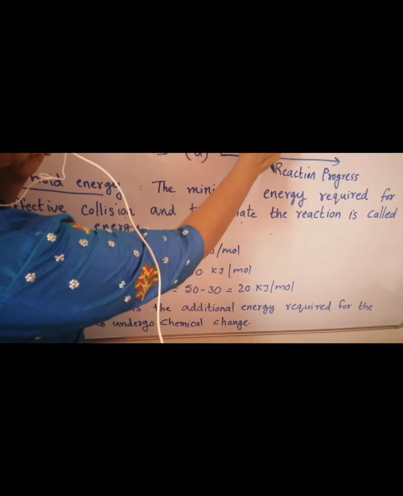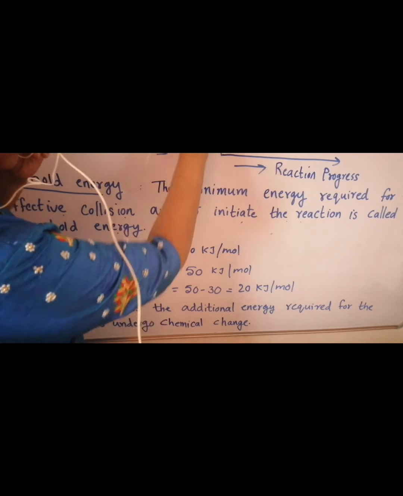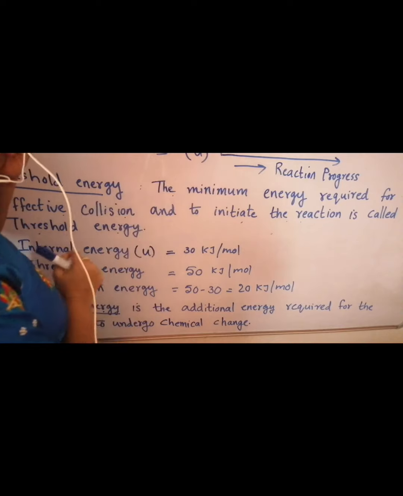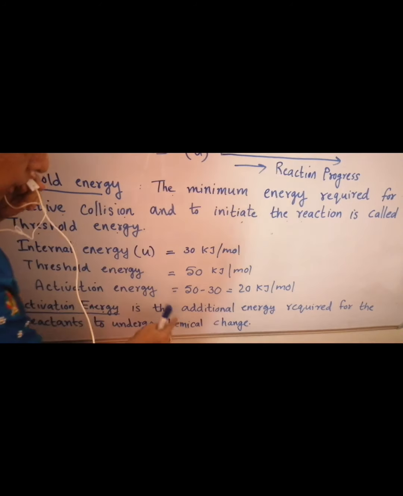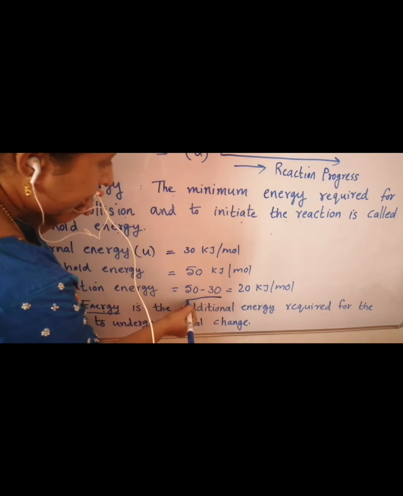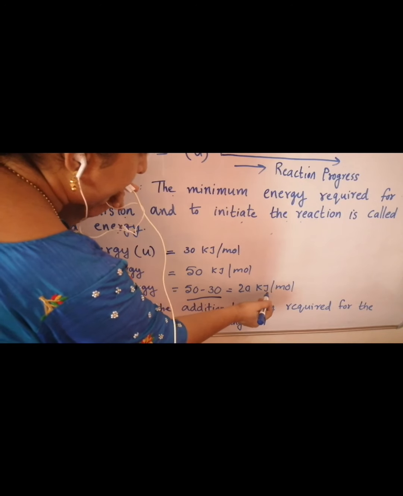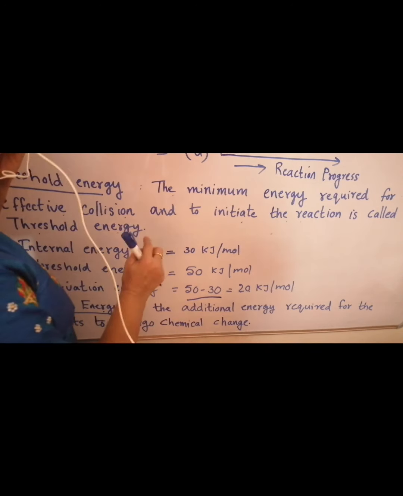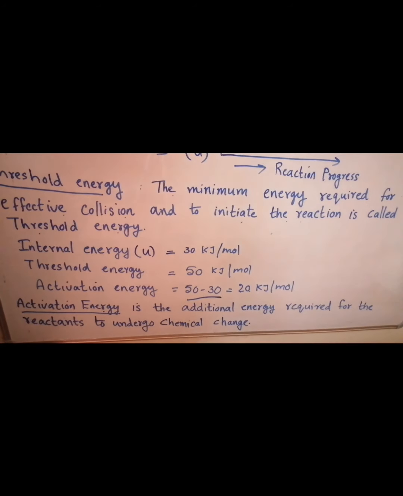So activation energy is threshold energy minus internal energy. 50 minus 30 is equal to 20 kilojoules per mole. So activation energy is the additional energy required for the reactant to undergo chemical change, whereas the threshold energy is the minimum energy required for effective collision and to initiate the reaction.